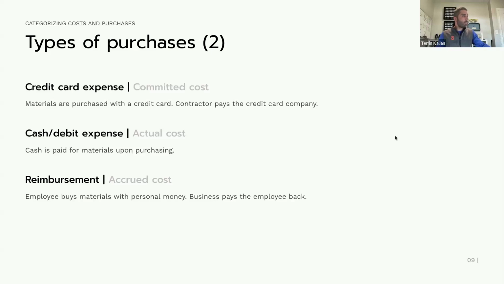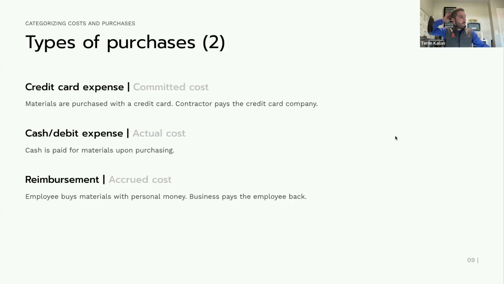A cash and debit expense is the most straightforward thing we have. The vendor gives me materials. I give them the cash, or I can always hold a debit card. It's the same general idea. But this is the more simple transactional. I gave them money, they gave me supplies.